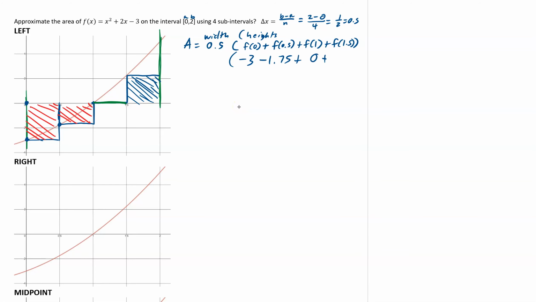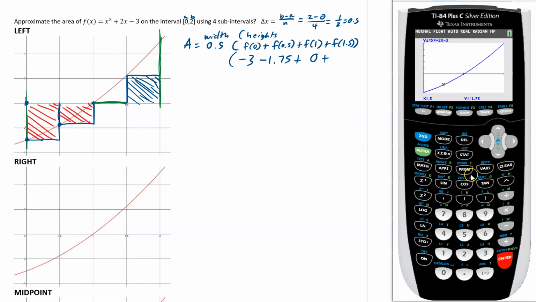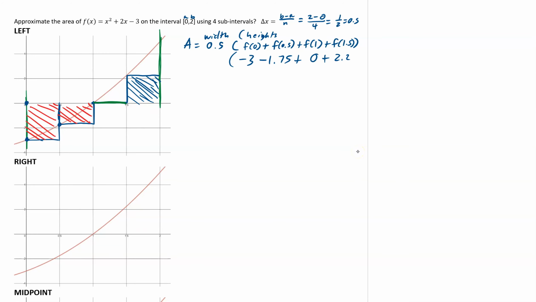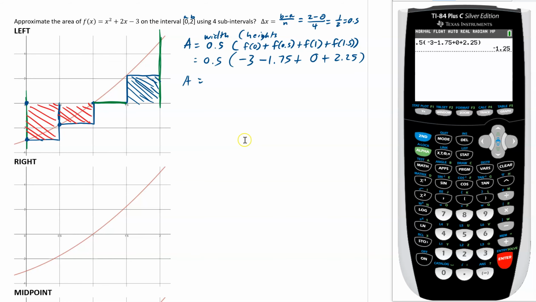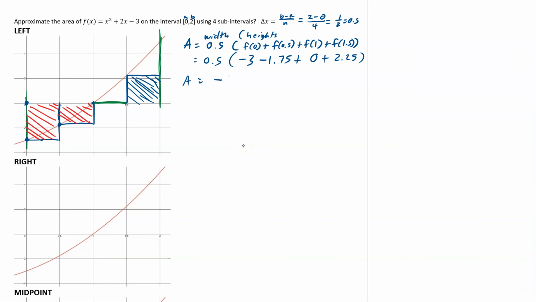And the next one is 0. We don't have to plug it in, but we can if we want to. So trace 0, and you'll see, oops, trace 1. It's 0. And then 1.5, trace 1.5. It's 2.25. So now we have all of our heights. We can plug this in our calculator, and it will give us our approximate area. And we get negative 1.25. And so there is our approximate area.